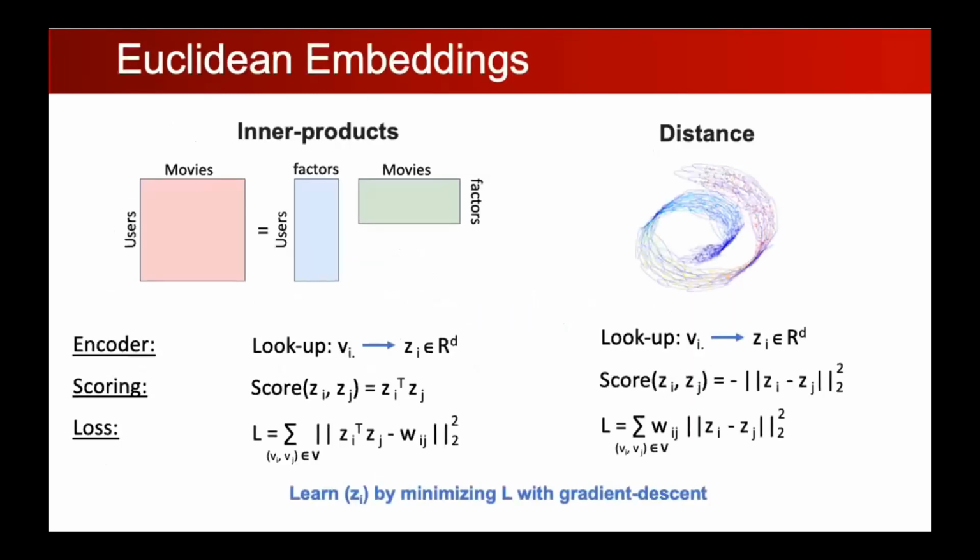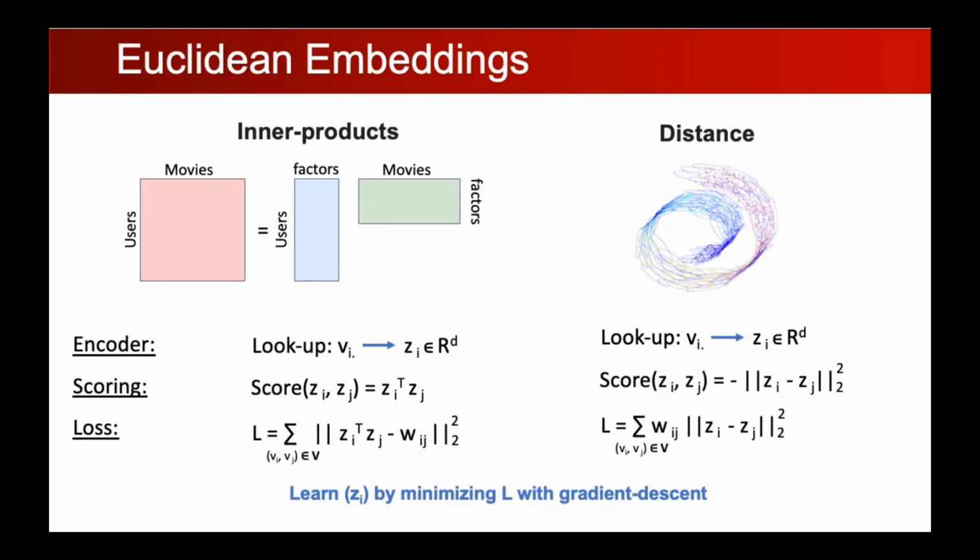So here are two examples of Euclidean embedding methods for graph structured data. The first being inner product methods. In these methods, the encoder can be just a simple embedding lookup, mapping vertex IDs to embeddings in d-dimensional Euclidean space. And then the scoring function is a simple inner product between the embeddings in the Euclidean space. These embeddings can be learned by minimizing a loss function, which essentially measures the distance from the predicted score to the ground truth score, which are given by the edge weights between vertices.